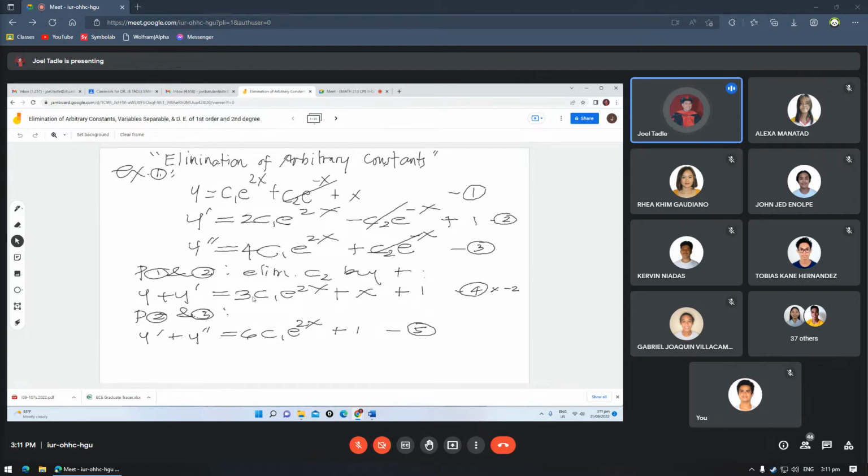So that 3c sub 1 e to the power of 2x is the sum of c sub 1 e to the power of 2x and 2c sub 1 e to the power of 2x. Then the x we just copied, since it has no similar term. Then the 1, copy as well.